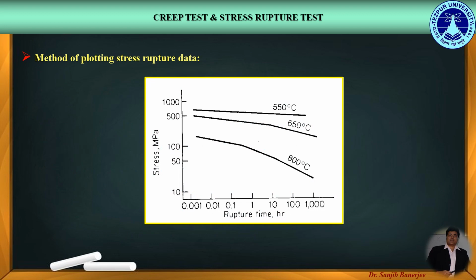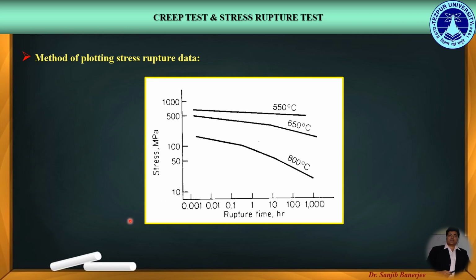In this section, we will discuss the method of plotting the stress rupture data. Here in this figure, we can see that the applied stress is plotted against the rupture time on a log-log scale. The basic information obtained from the stress rupture test is the time to cause failure at a given nominal stress for a constant temperature as shown in this figure. Now, from this figure, it is revealed that the rupture time gradually decreases with the increase of stress level at different given temperatures. On the other hand, with the increase of temperature, the rupture stress gradually decreases.